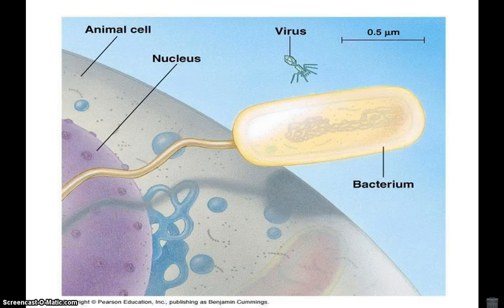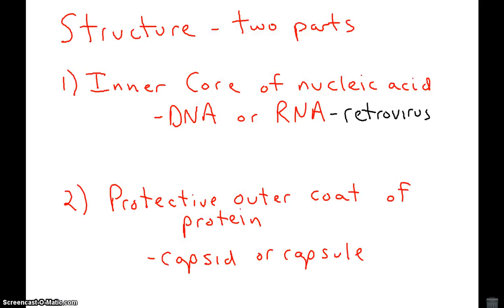So first of all, the size is they're microscopic. They're incredibly small compared to what we've been looking at so far. So if you look at this diagram with the animal cell and its nucleus in the background, and even the bacteria, the virus itself is much smaller than half a micrometer across. So we're talking about an incredibly small organism or agent here.